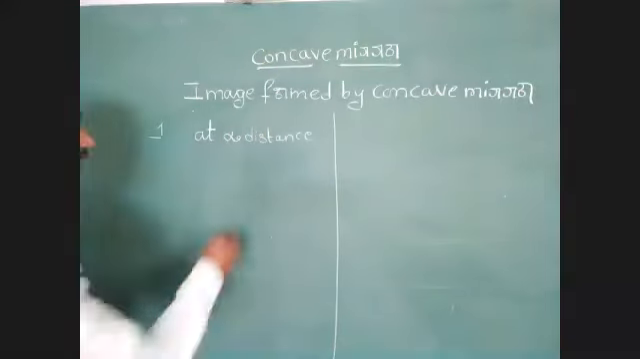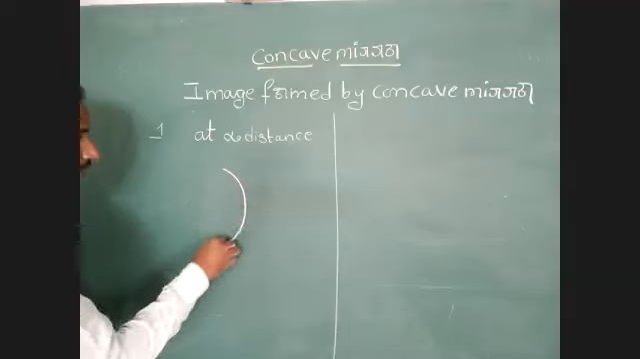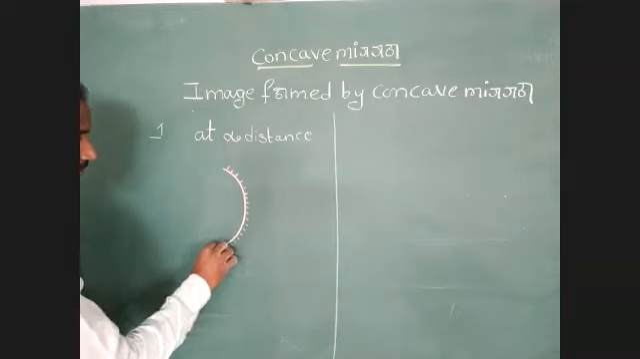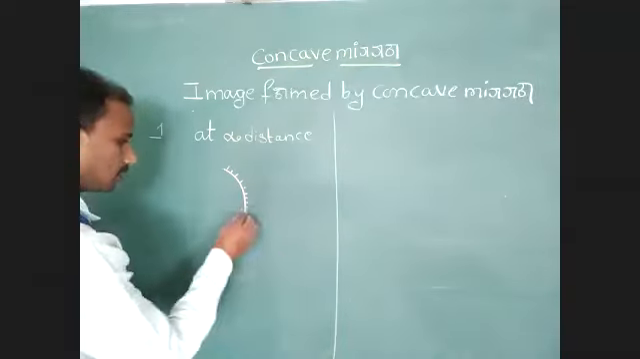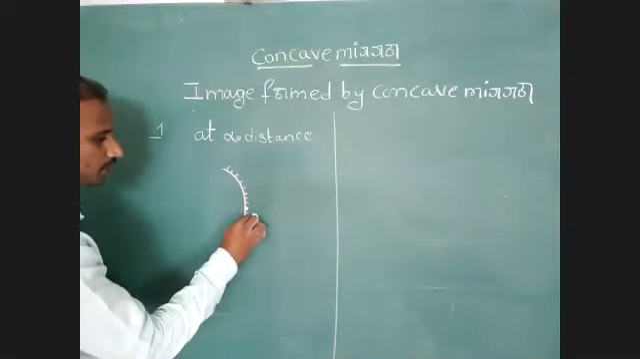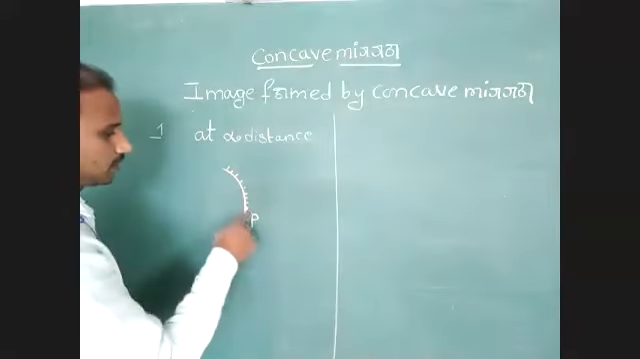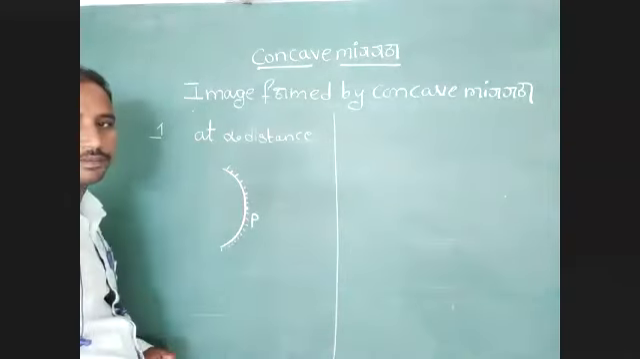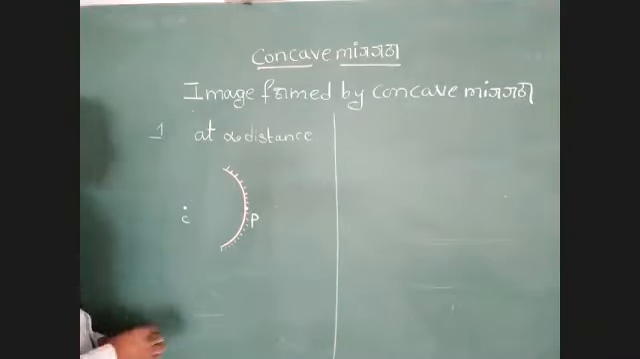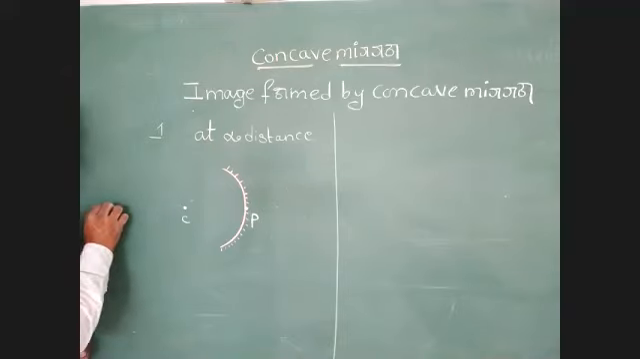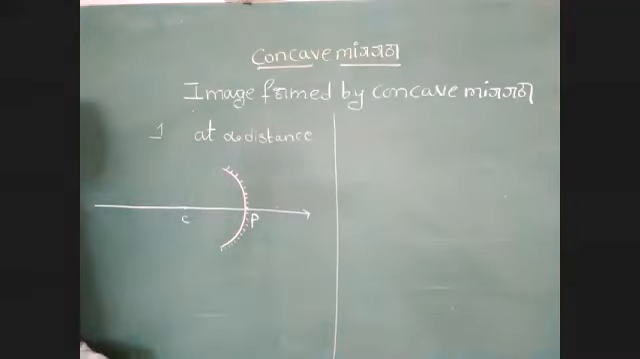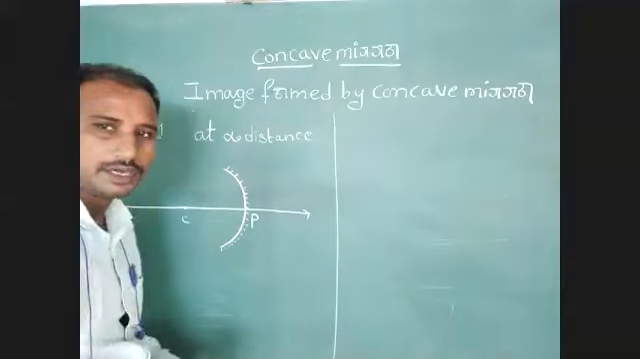So now we have to draw that concave mirror. It represents a concave mirror. Where is the position of an object? At infinite distance. Now, the pole of this concave mirror we have to consider at the midpoint of this curved mirror. Okay, the center of curvature is C. Now, we have to imagine the principal axis. That principal axis is passing through the center of curvature and pole.